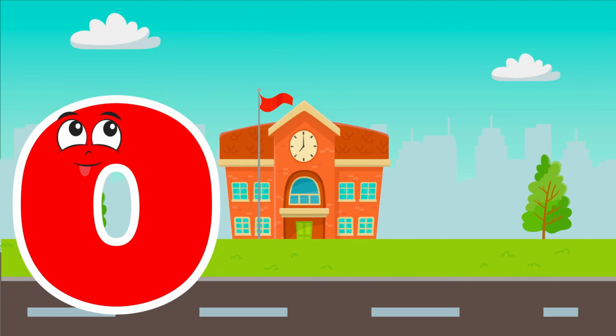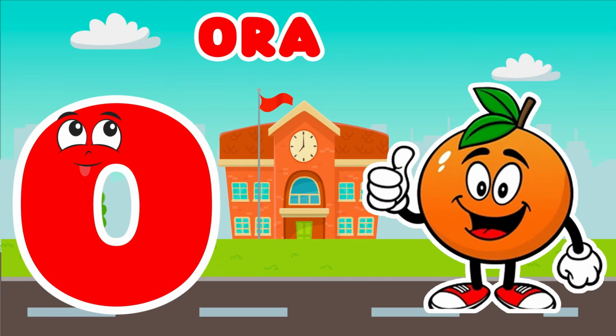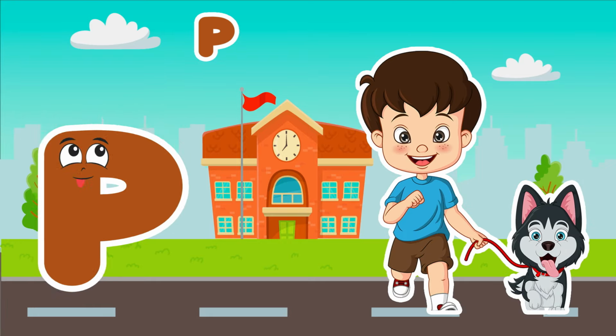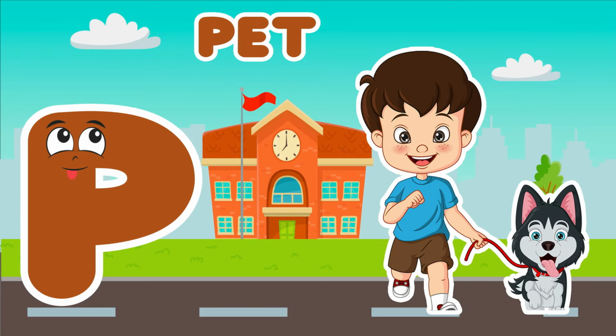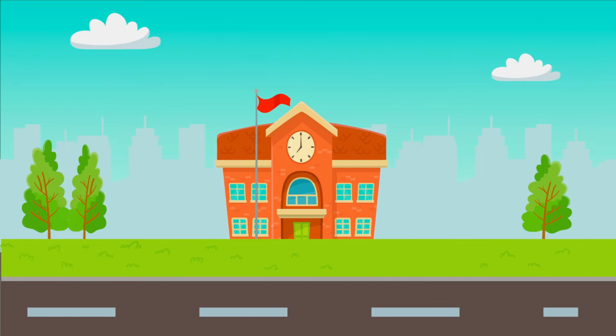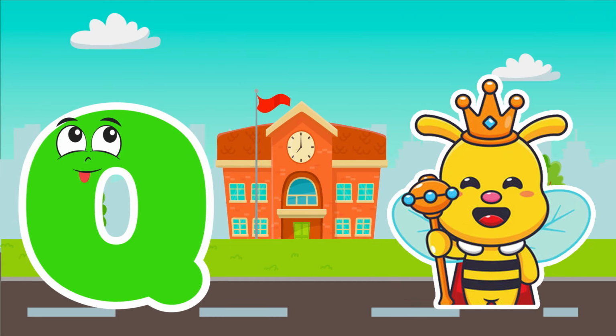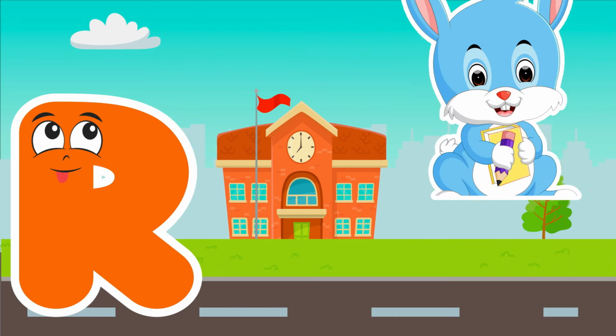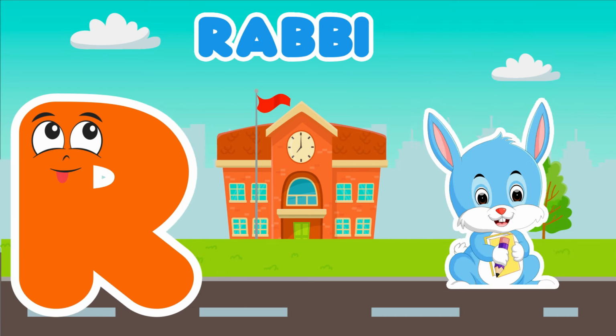O is for orange, o, o, orange. P is for pet, p, p, pet. Q is for queen, k, k, queen. R is for rabbit, r, r, rabbit.